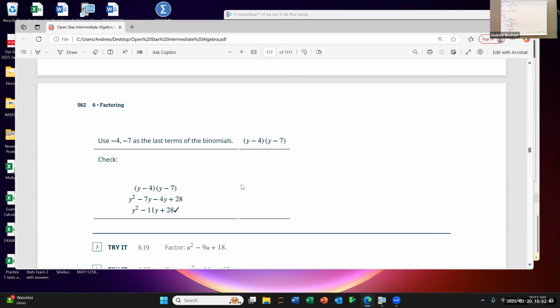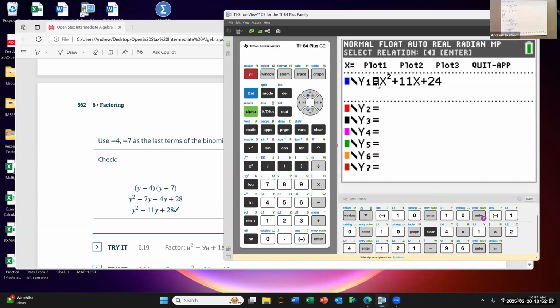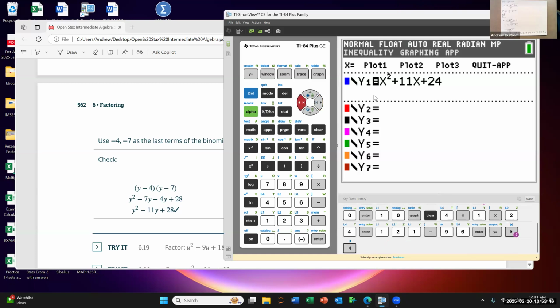But when we graph this, even though it says y squared on here, your graphing calculator doesn't let you do f of x equals y squared, blah, blah, blah. So you have to translate everything back into x squared anyways. So x squared minus 11x plus 28.